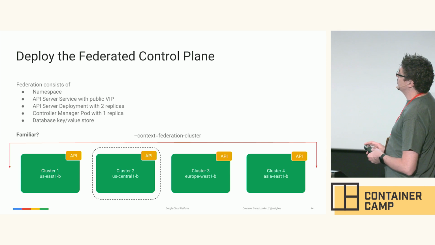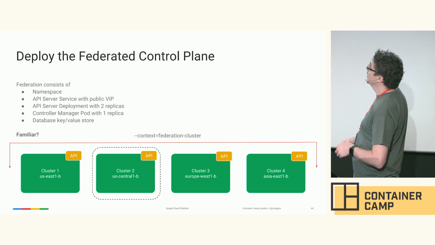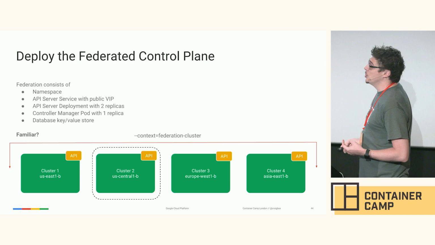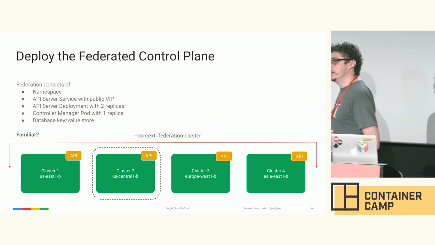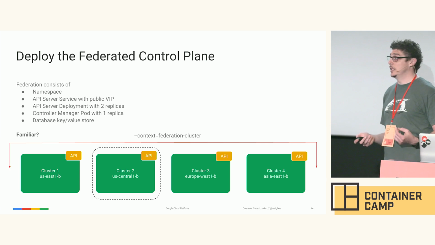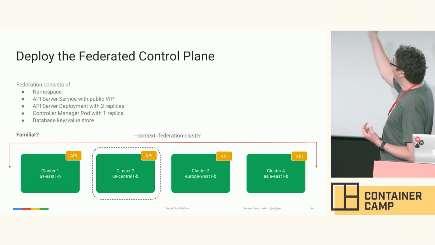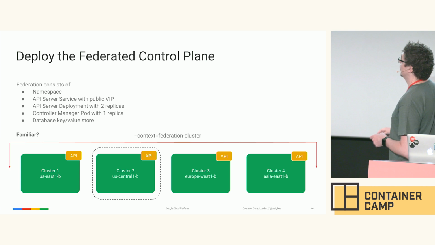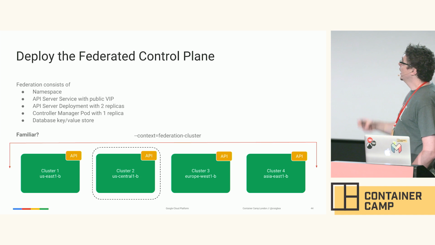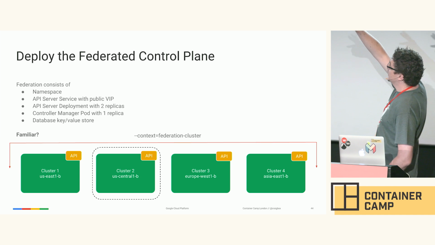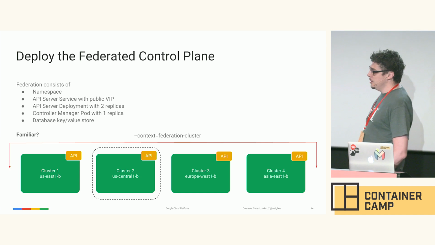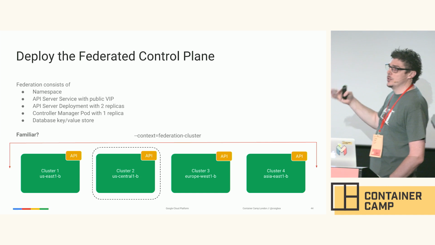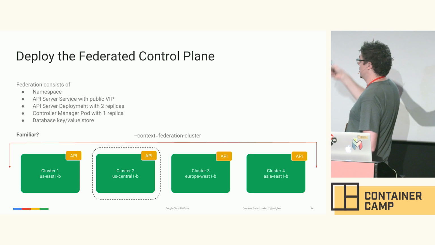It has a namespace, an API server, a controller manager, and a key value store. And if those things sound familiar, they are exactly the things that are deployed on a single clustered Kubernetes master. We're going to pick one cluster to run this on, so we'll just pick US Central 1 here. And now if we address kubectl with the federation cluster context, then we'll be able to address things to the federation rather than just to a single cluster.